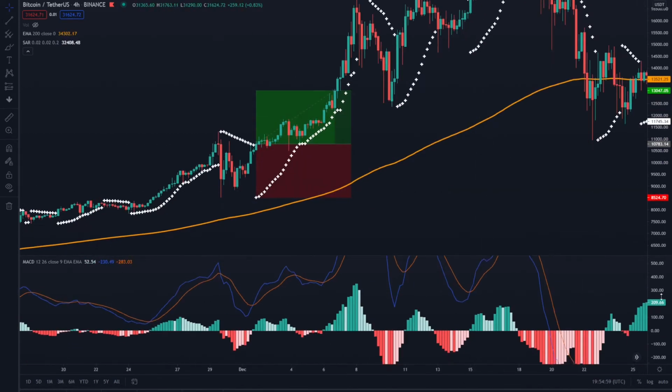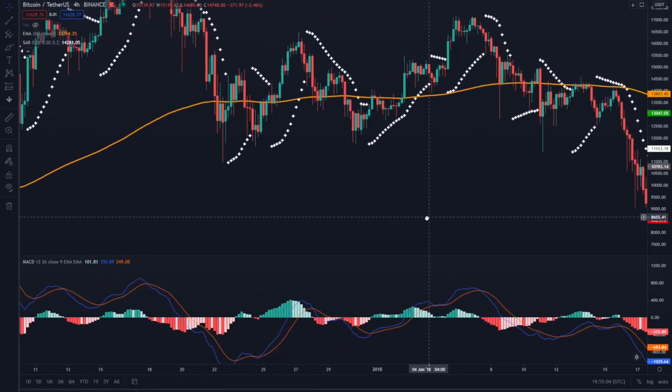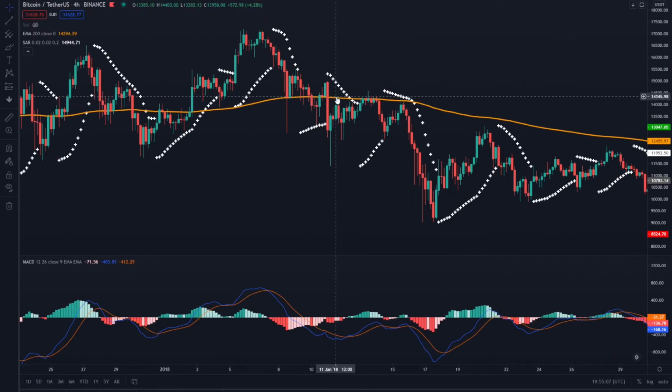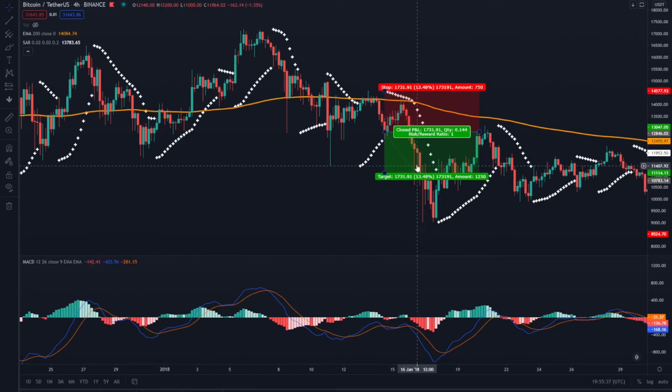So let's go over just a few short examples just to really drill it in. So a short is going to be the exact opposite. We want price to be below the 200 EMA. We want the Parabolic SAR to be above the price, and we want the MACD to be crossing down. So right here, you can see the MACD goes from positive to negative. Parabolic SAR on the same candle, and we're below the EMA, so that is a valid entry. Put the stop at the Parabolic SAR, do 1-to-1 risk reward, and as you can see, that was another winner.